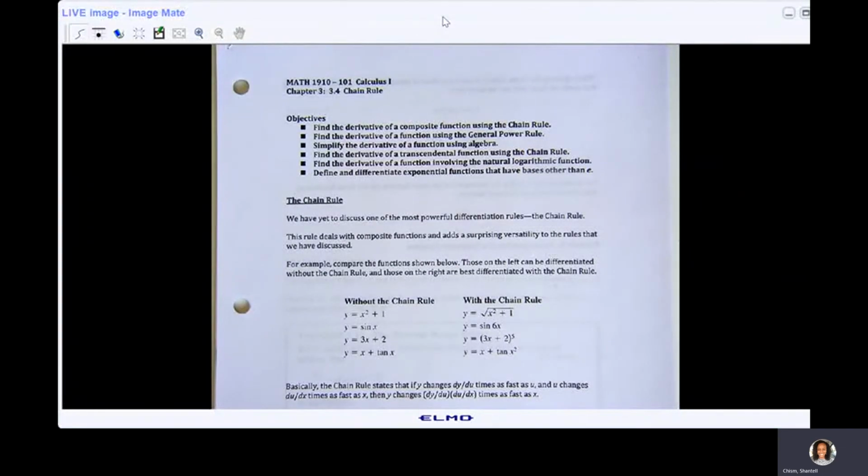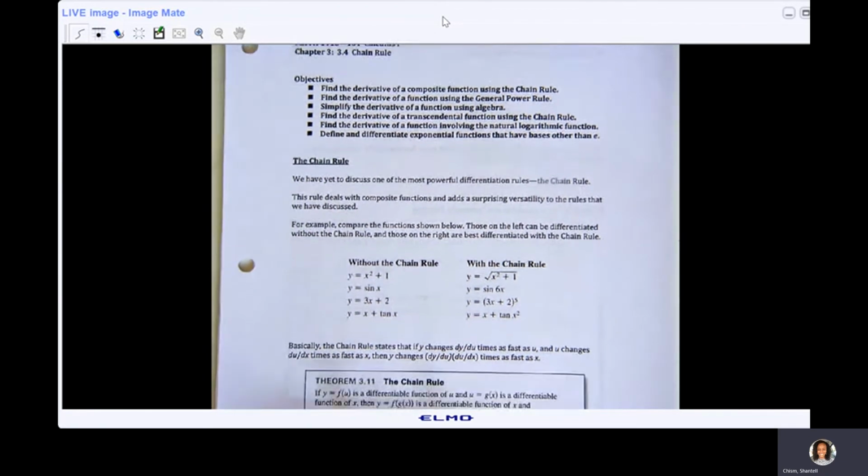So in this section, we'll be looking at finding the derivative of a composite function using the chain rule. So it's as if you've got an outer function and then a function within. Okay, that's what a composite function is. We will look at finding the derivative of a function using the general power rule. We'll simplify derivatives of a function using algebra. We'll find the derivative of a transcendental function using the chain rule. And we'll look at the derivative for the natural log function. And then also for exponential functions, look at derivatives of exponential functions that have bases other than just e.